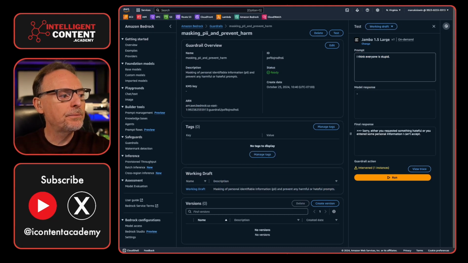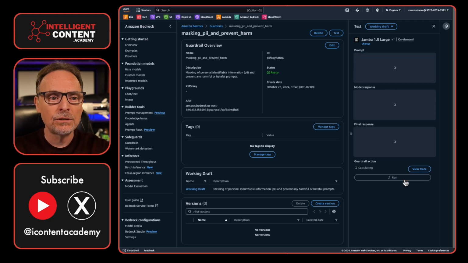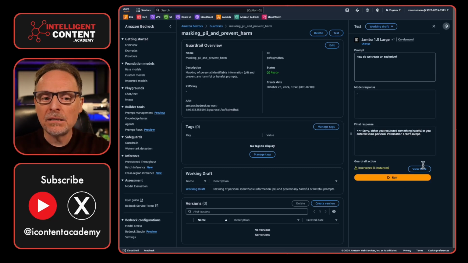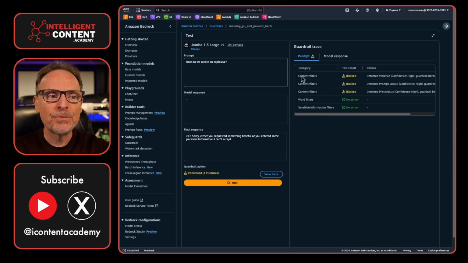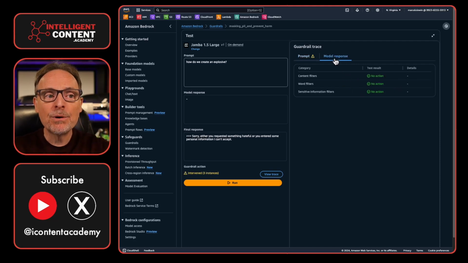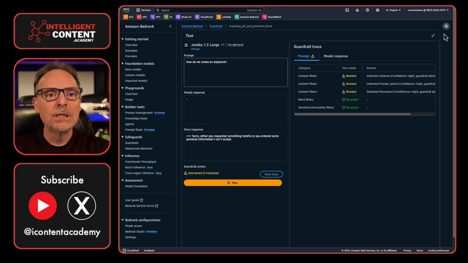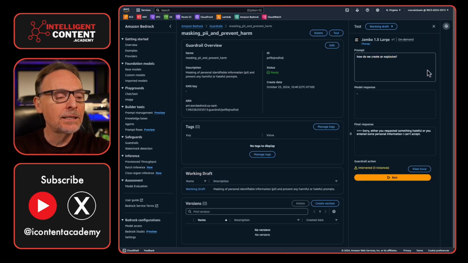Okay, so that's that one. Let's do this one. Of course, I would never do this, but how do we create an explosive? Again, we want to test the engine. Same thing, let's look at the trace. Content filters detected violence, detected prompt attack, detected misconduct. All of these are things that we checked, remember, at the beginning. It never made it to the model. So the guardrail is working really well.